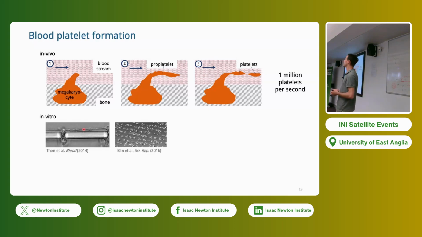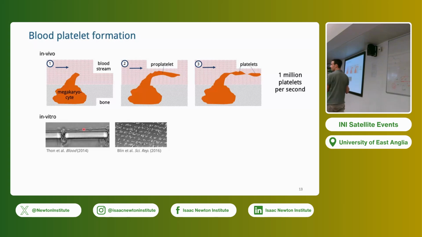Another approach is to take micropillars. So it's a reactor that consists of micropillars, and you flow in a suspension of megakaryocytes. They attach to the micropillars, and then there's the flow, and that drags and that pulls these proplatelets out of the megakaryocytes, and then again they eventually rupture, and you're producing platelets.